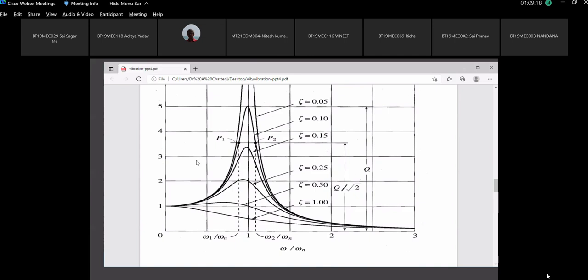See, in absence of damping or in presence of damping, we have to avoid this area. The area where omega is close to omega n, we have to avoid. Either we have to stay on this side or on this side. Which side should we prefer? This left hand side or this right hand side?